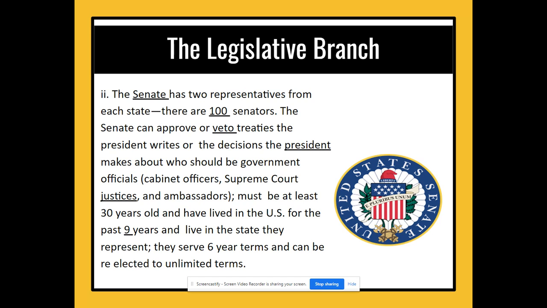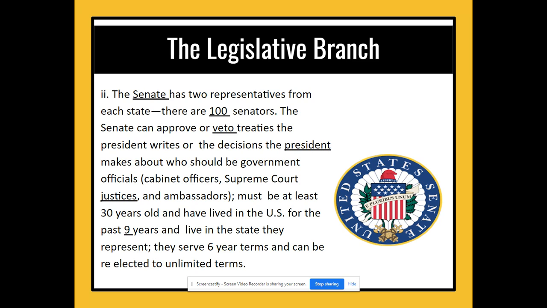The Senate is the other house. It has 2 representatives from each state. Therefore, there are currently 100 senators because we have 50 states. The Senate can approve or veto treaties that the president writes or decisions that the president makes about who should be in a government office. So the president has cabinet officers, which we will discuss in our next unit. There are also Supreme Court justices that serve in the judiciary branch, as well as ambassadors.